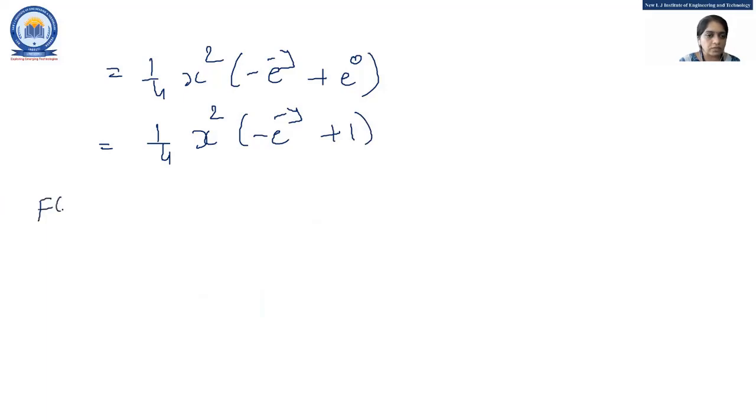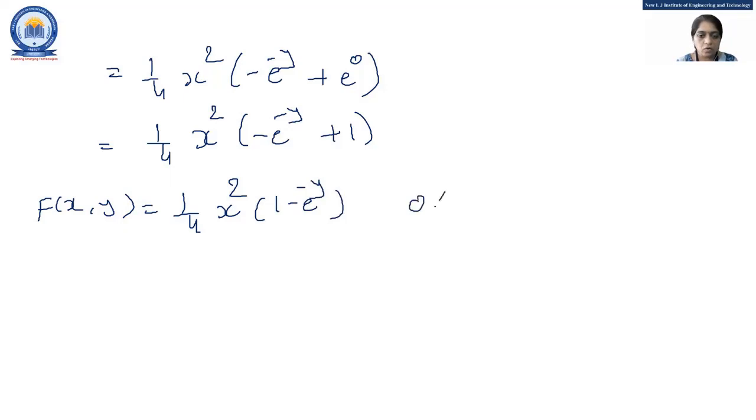So f of xy is equal to 1/4 x square (1 minus e to the power minus y) when 0 less than x less than 2 and y greater than 0, and equal to 0 otherwise.